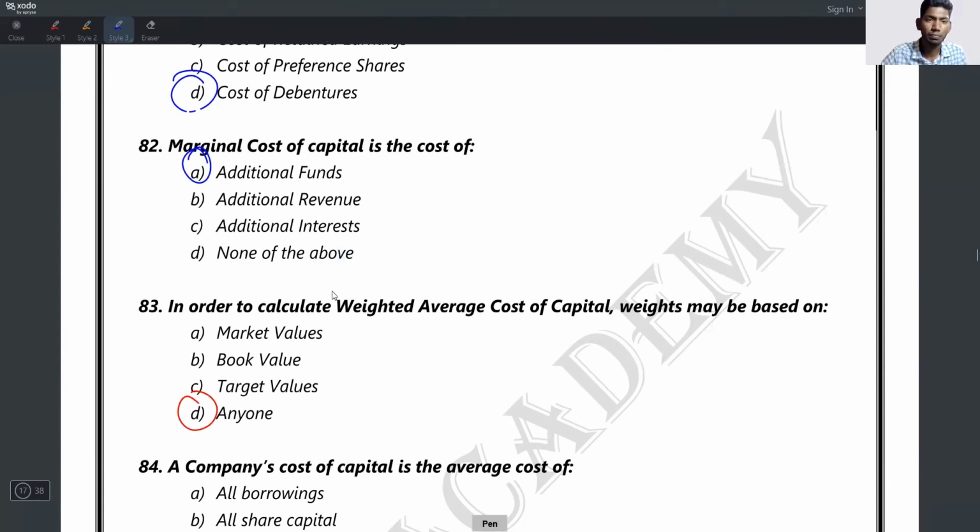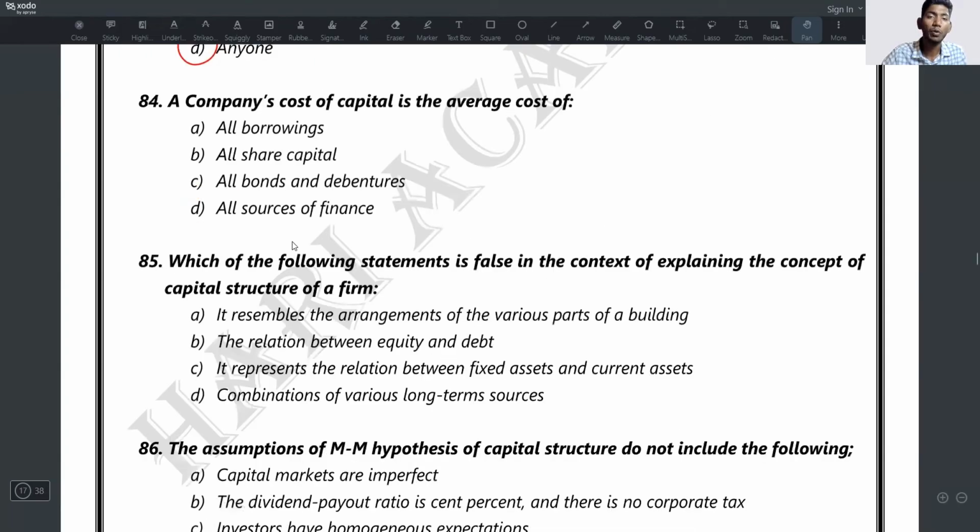Moving to question number 84. A company's cost of capital is the average cost of all sources of finance. Yes, it's quite easy. Clear.